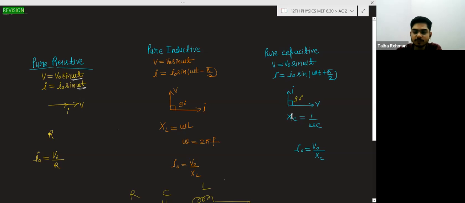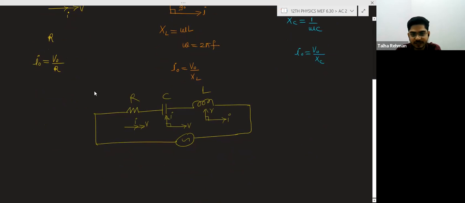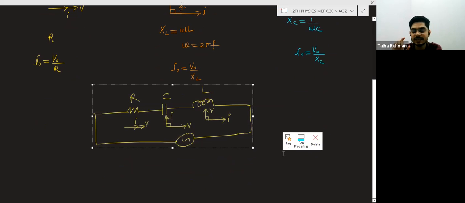Here is another type of reactance, capacitive reactance. Capacitive reactance is given by 1 upon omega C. What is C? C is the capacitance of the capacitor. In this case, if you want to find the peak value of the current, then you will write V naught divided by Xc. So today we will discuss the series LCR circuit.